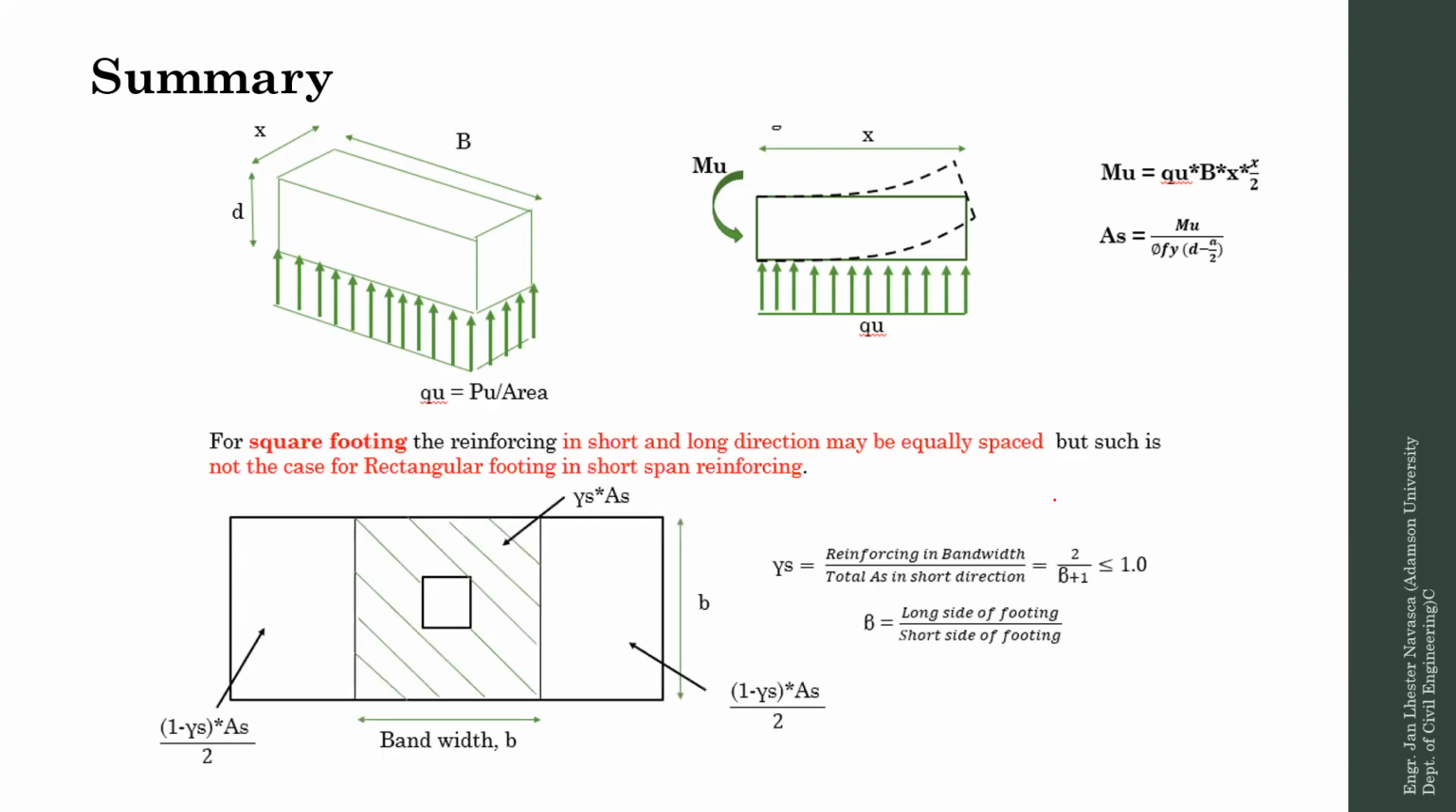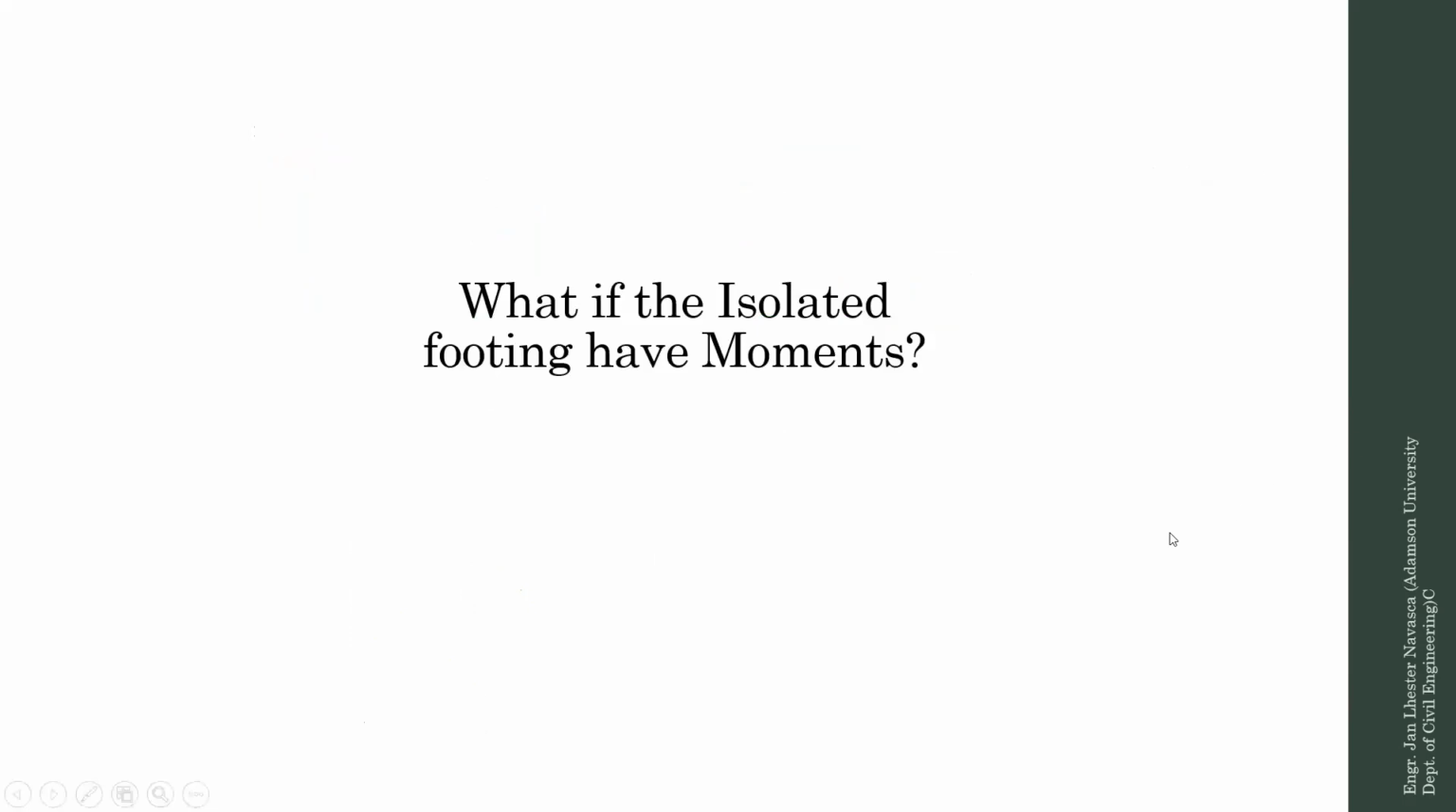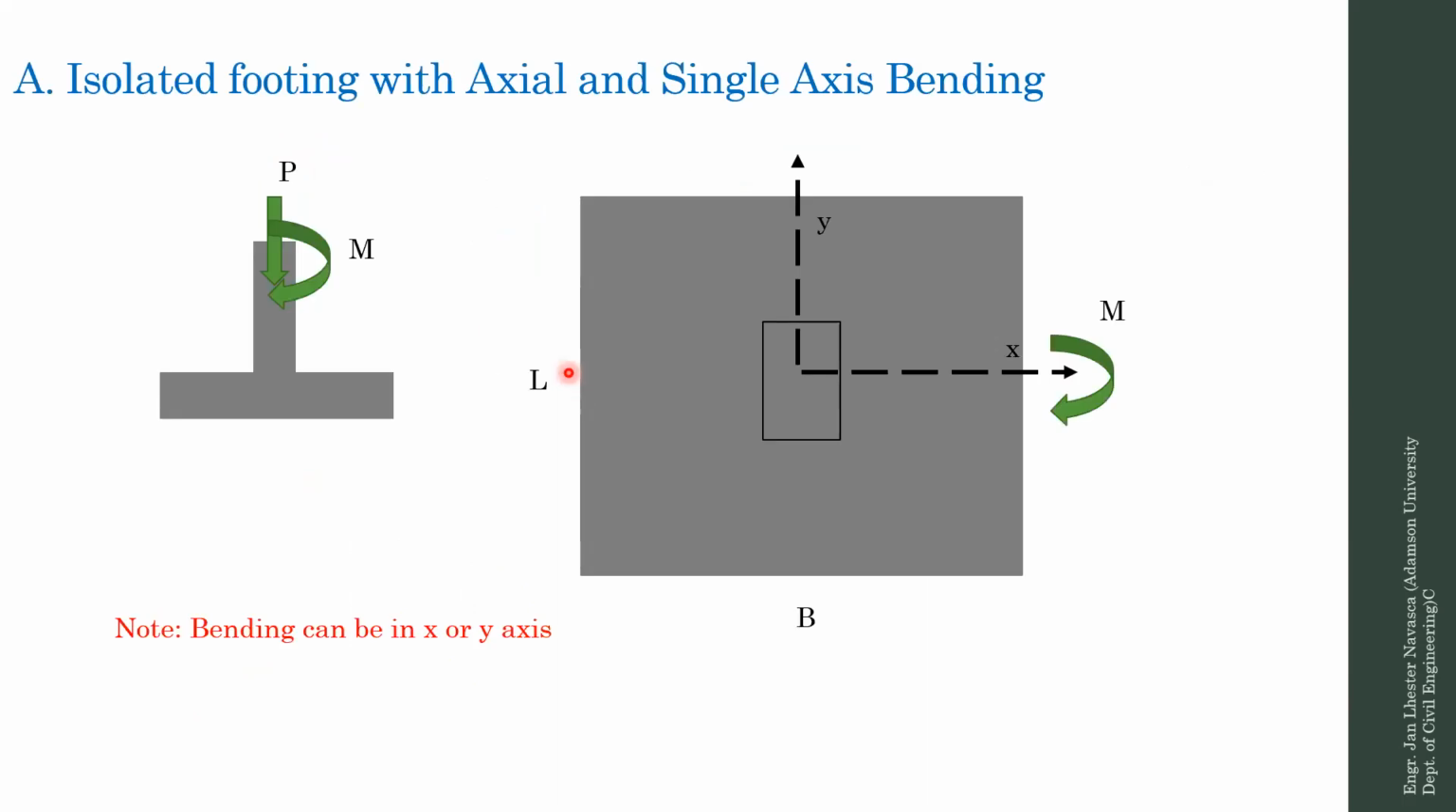And when you lay out your reinforcement when you are dealing with rectangular footing, ito yung tinatawag na bandwidth, yung the reinforcement in the bandwidth. So what if the isolated footing have moments? So kung may moments ba, the same pa rin ba ng assumption na you have your uniform pressure below? So hindi. So an isolated footing with an axial or a single axis bending, meaning meron siyang axial load with bending.